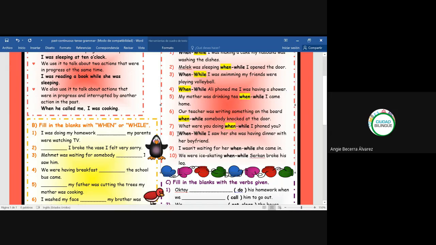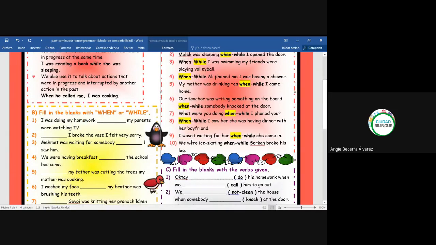Very good. Jamie, number eight. While I saw her, she was having dinner with her boyfriend. When. Perfect. When I saw her, she was having dinner with her boyfriend. Number nine, Daniela. I wasn't waiting for her while she came in. When. Perfect. Porque es una interrupción, right? It was an interruption. And Rocio, the last one. We were ice skating while Serkan broke his leg. When, teacher? Perfect. Very good. That was an interruption. So we were ice skating when Serkan broke his leg.